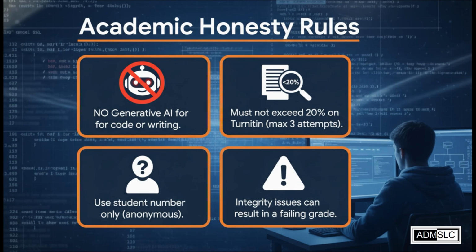These rules are not flexible. They are absolute. Category A means no AI for writing your code or your report. Your Turnitin score has to stay under 20%, and you only get 3 checks, so make them count. And please, remember this. An academic integrity issue can mean a failing grade, no matter how perfectly your database runs.